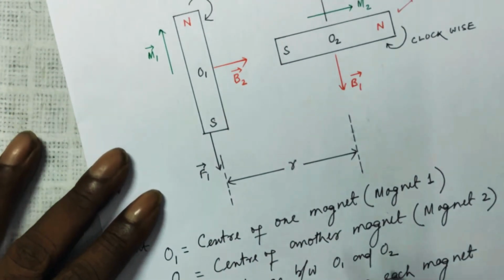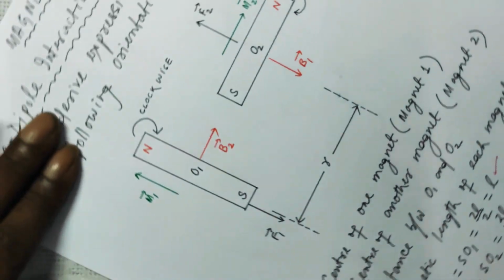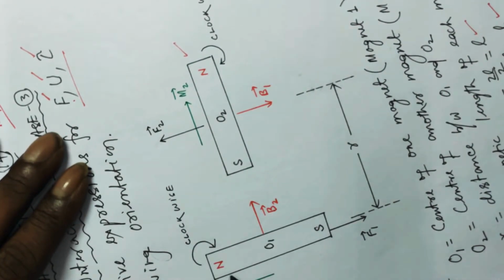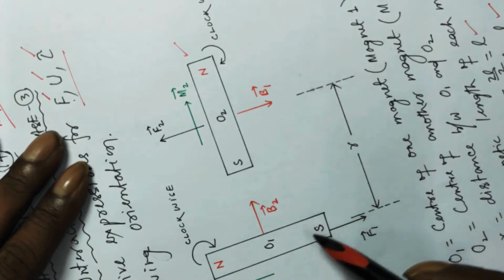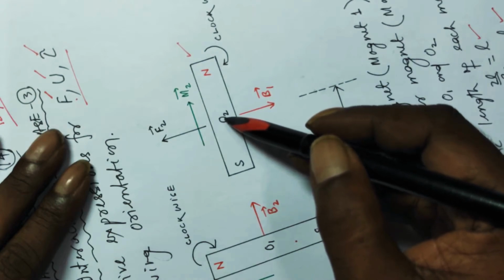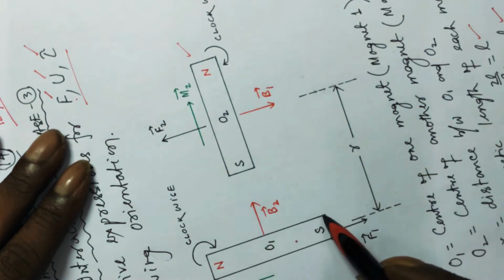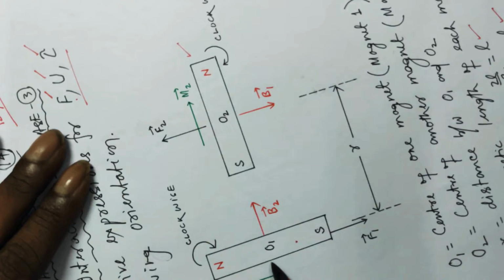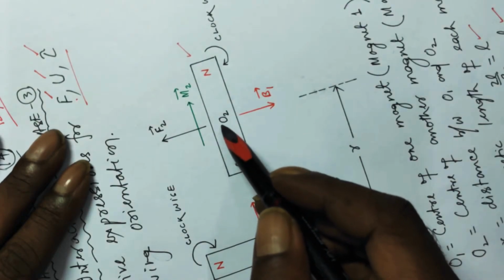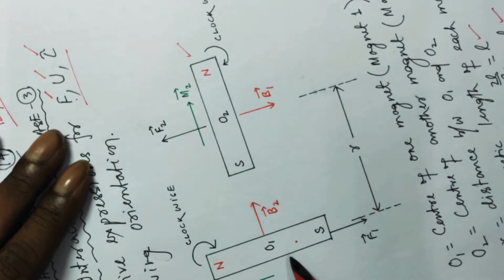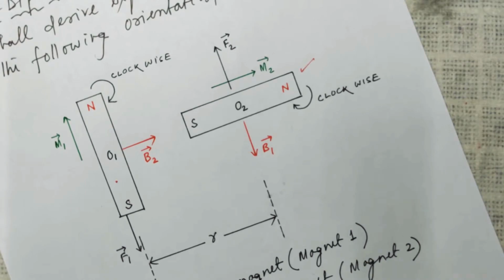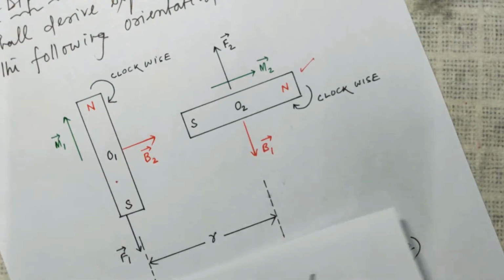And the point O2, let me show it like this. If you look at this first magnet, and you want to find the field at O2 due to it, then O2 lies on the equatorial line. This is the equatorial line of the first magnet, and O2 is lying on it. So now let us move on.